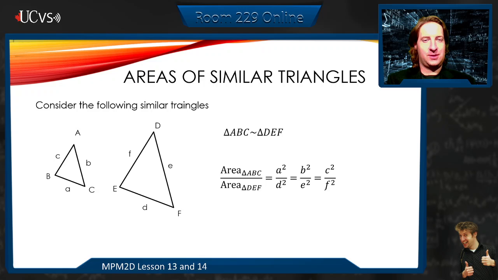Okay, so the proportionality of their areas, area of ABC divided by area of DEF, is equal to the corresponding sides, so let's say A and D, their proportionality, but squared. So A over D all squared, or A squared over D squared. Okay, so there's a third rule really of similar triangles.